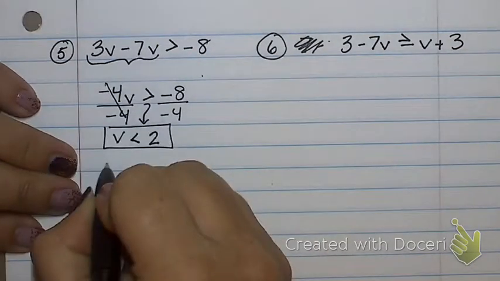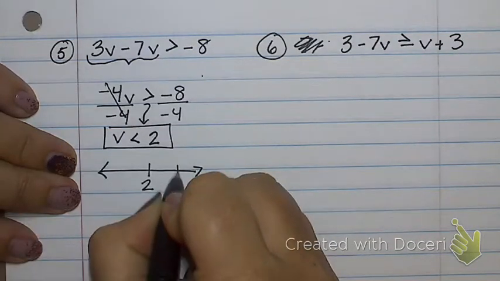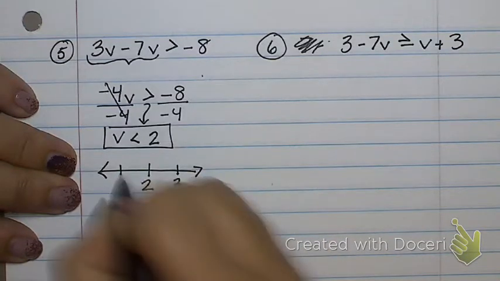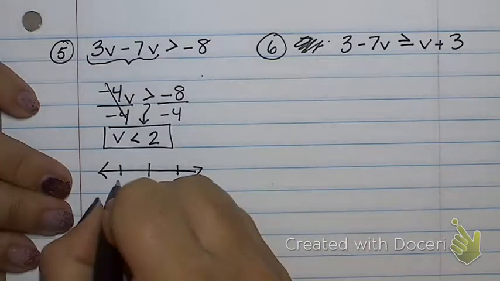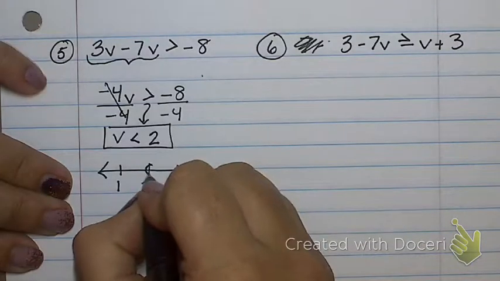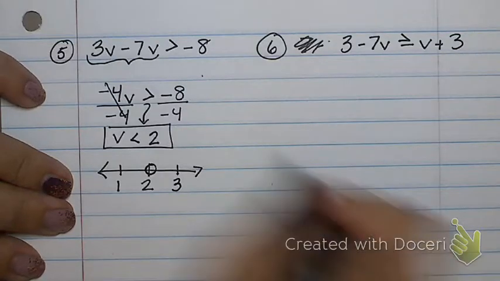All right, so on my number line, 2 is my important point. What would be directly to the right? 3. And directly to the left? Open or close circle on 2? And what direction am I shading? To the right.